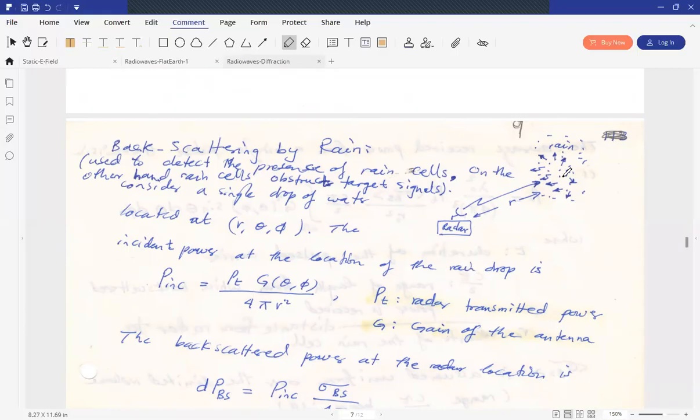This is the rain here, a rain cell, and we have a target inside the rain cell. There is an airplane.